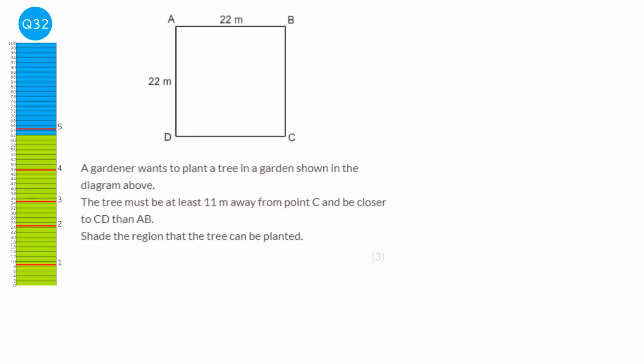The first thing to notice is that the tree must be closer to CD than AB. So if we draw a line across the middle, it can't be in the top bit because that would be closer to line AB. The second piece of information that is given to us is it must be at least 11 meters away from point C. So we get our compass out and measure 11 centimeters, or whatever the scale we're using in this diagram is, and we draw a quarter circle from C. And it says shade the region that it can be planted. So this is the region that represents closer to line CD than AB, but also not within 11 meters of point C.